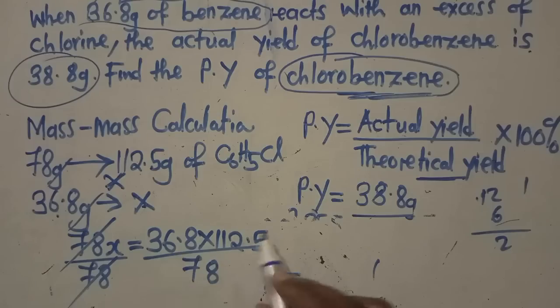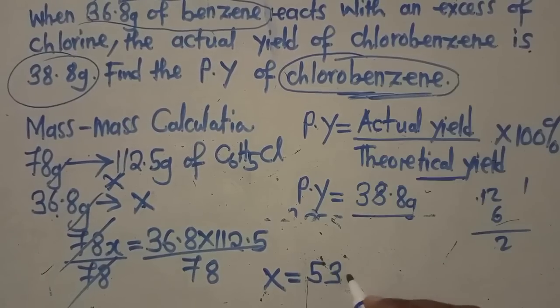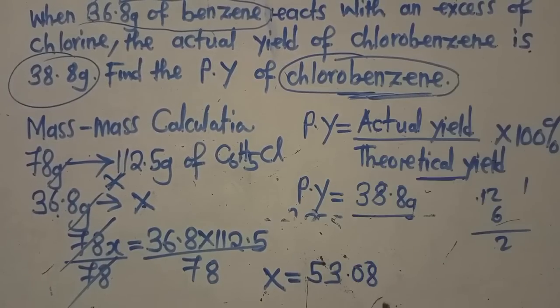So multiply. Once you multiply, you find the answer, you divide it by 78. What answer are you going to get there? So if I'm not mistaken, I'm getting this one. So I'm getting 53.08. Then I say grams of what? Of chlorobenzene. Have you seen for that one?